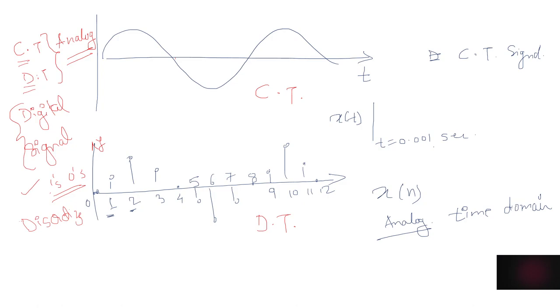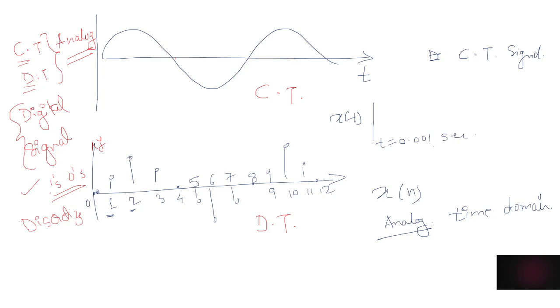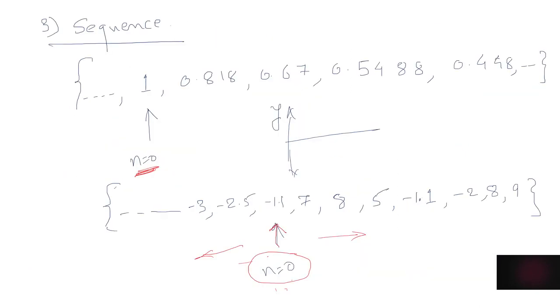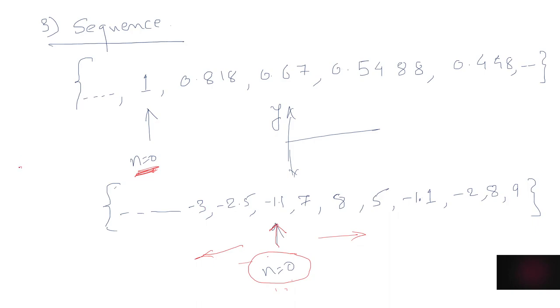So basically in signals and systems we will be dealing with continuous time and discrete time. Every time I take an example, I will take continuous time and discrete time side by side. Then we have seen the representation of a signal in different forms. The first method was writing an equation, the second was writing a table, the third was writing a sequence and providing the origin, that is, where n is equal to 0 in the discrete time signal. This is the 0 sample, this is the first sample, second sample and so on. This is minus 1 sample, this is minus 2 sample and so on.